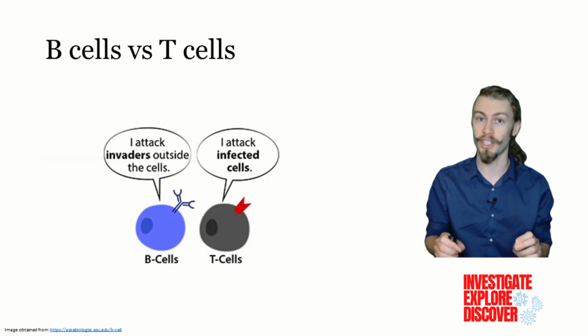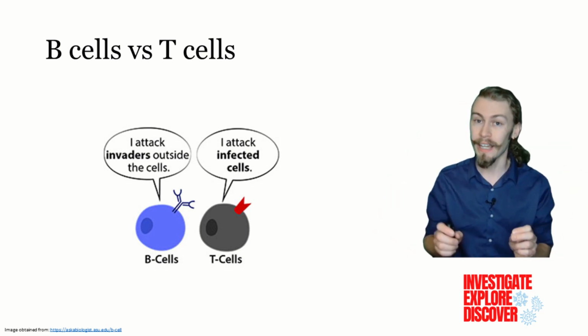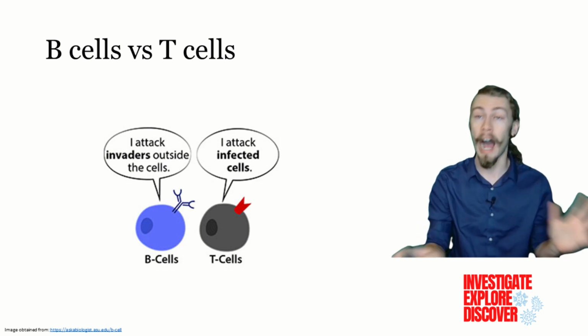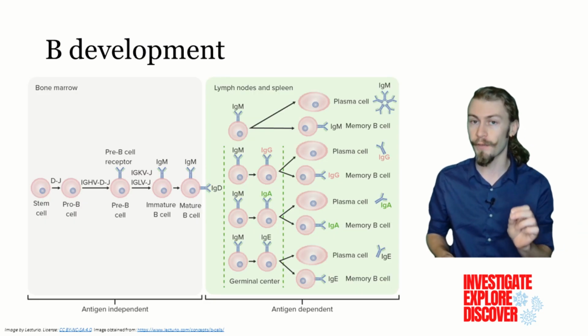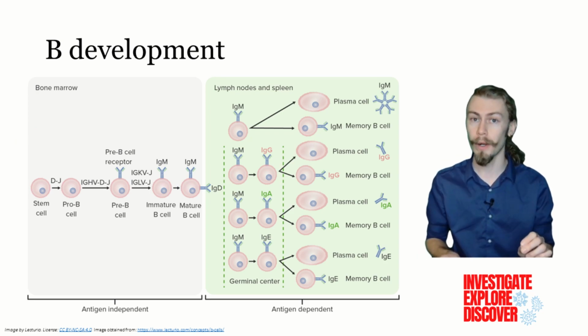Now, B cells function to attack invaders or foreign pathogens outside of the cells. Today, we're talking about things happening throughout the entirety of B cell development. B cells first develop in the bone marrow in an antigen-independent fashion. This is where B cells first generate their specific B cell receptors.